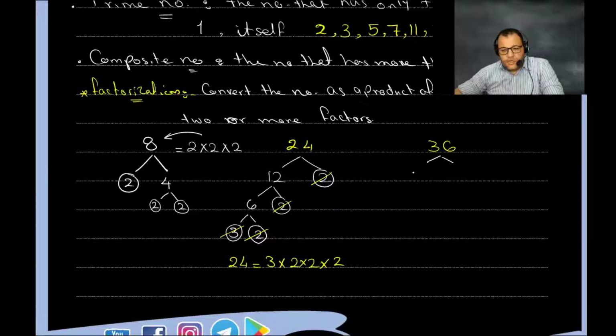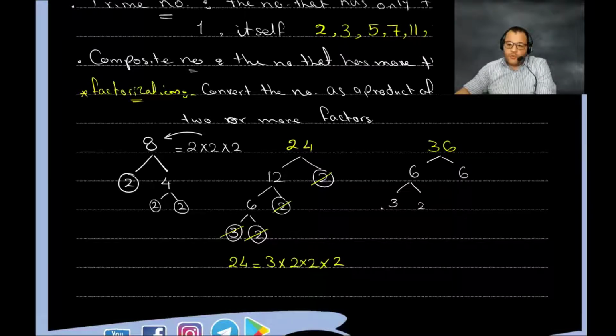6 times 6. 6 times 6 is equal to 36. Yes, that's right. So we go to the left part. Can you find any two numbers? If you multiply them, the answer is 6. 3 and 2.